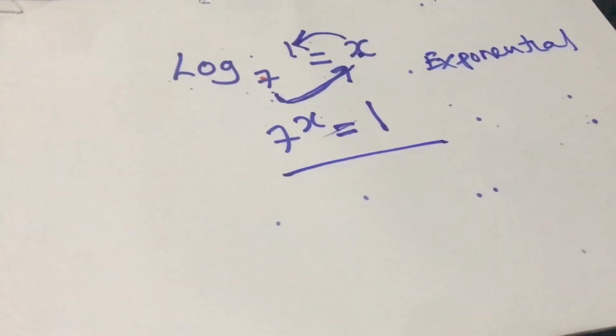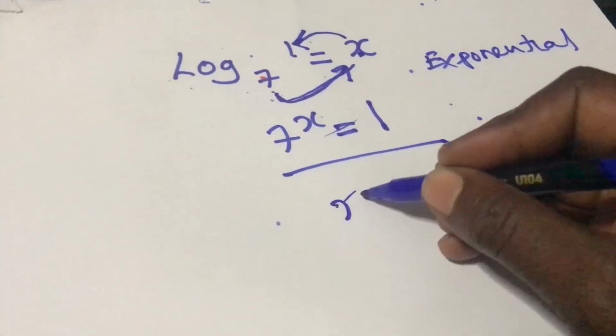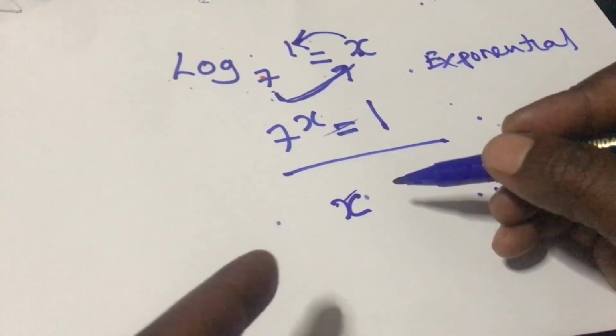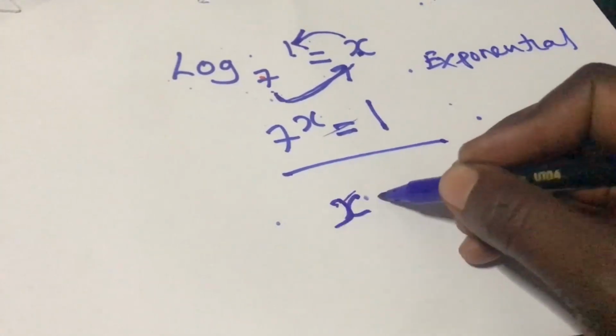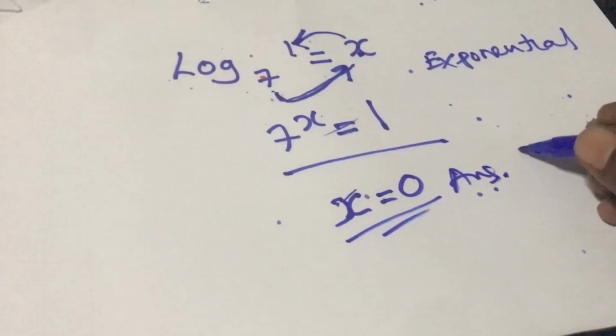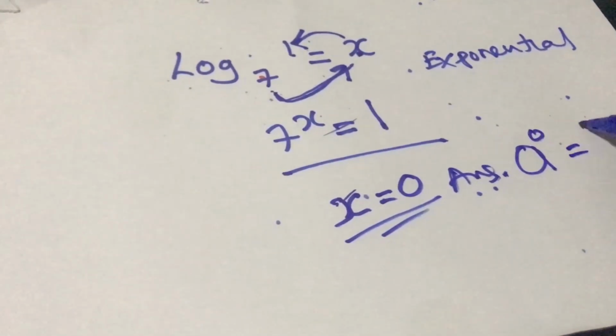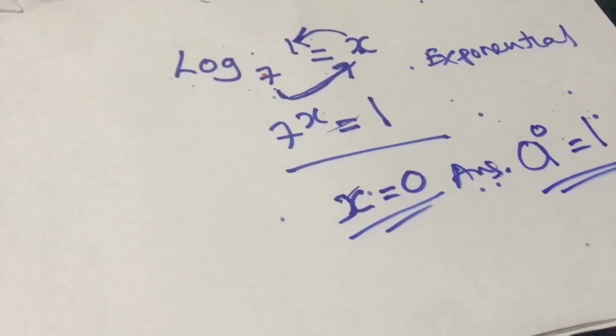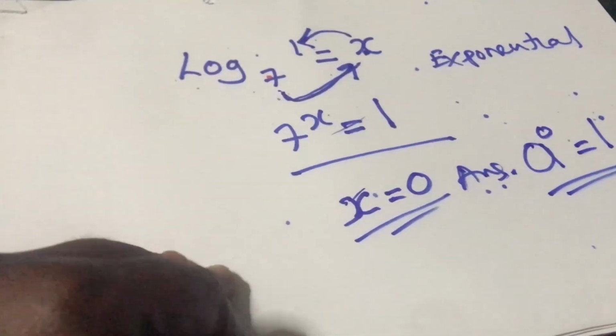So now we know that from the exponents rule, any number raised to the power 0 is equal to 1, isn't it? So x is equal to 0 because any number raised to the power 0 is equal to 1. So I hope you've gotten how to solve that one. Let's go to the next example.